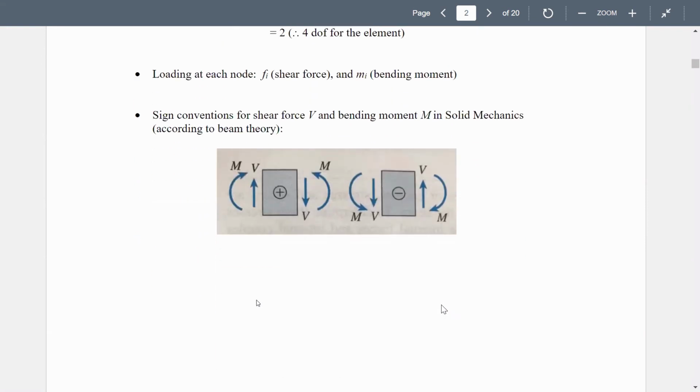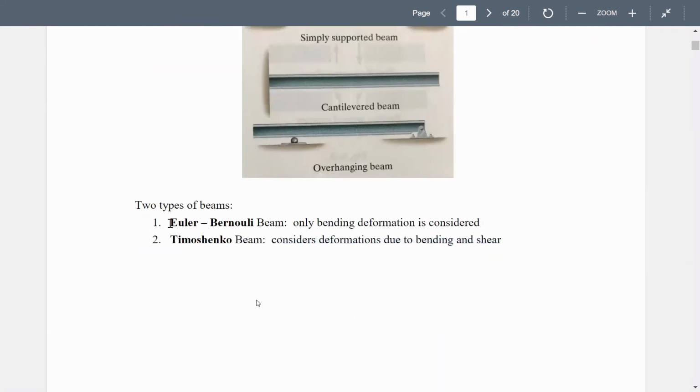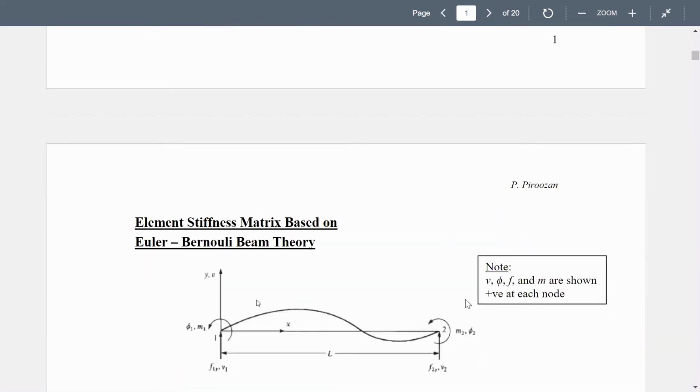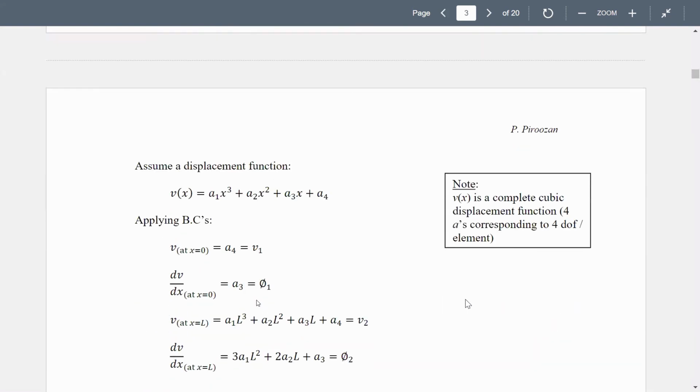So let's use Euler-Bernoulli. We said that there are two theories. We use Euler-Bernoulli beam theory, and we will consider the effect of only bending. We neglect the effect of shear, and later we use Timoshenko to take care of that. To do this, we follow the same procedure that we did before. We always start with an approximation function or a displacement function. Start with V. V is displacement in the y direction. It is given by this cubic equation.